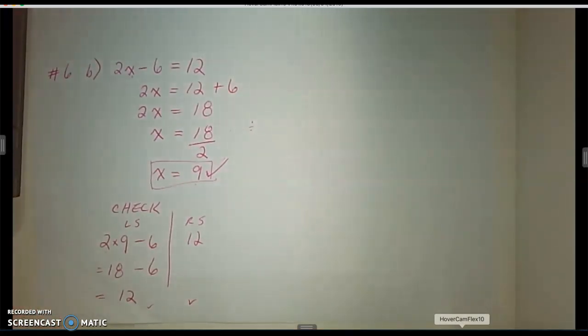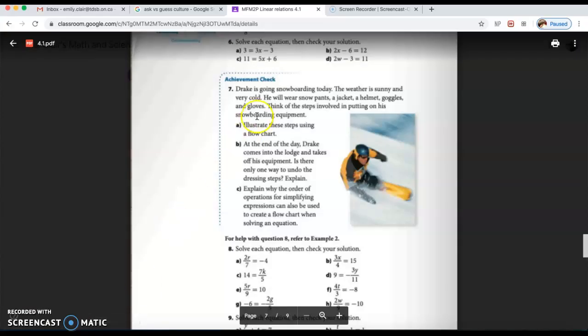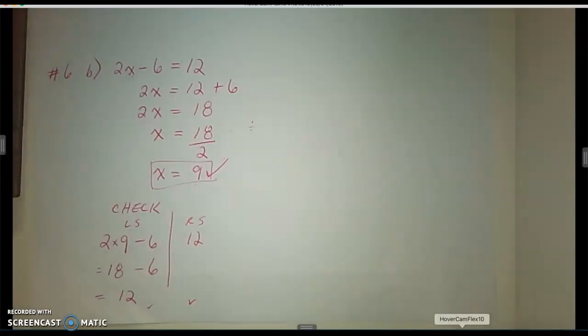Okay, I know it's a lot. I'm going to do 3 more examples to try to help you be a little more comfortable. So let's do number 6D, which is 2w minus 3 equals 11. Okay, and I'll try to go through this one a little bit quicker. So 2w minus 3 equals 11.